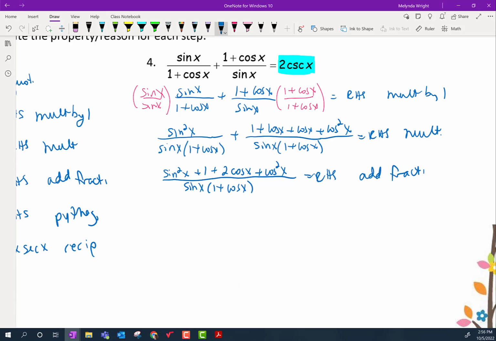That's all we did. So we step back and take a look at what's going on. We're looking for maybe an identity to pop out at us, some kind of a clue. Does anybody see something in the numerator that might be helpful? Yes, ma'am? There's the sine squared x plus cosine squared x. Absolutely. Sine squared plus cosine squared is 1. They're separate from each other, which makes it harder to realize that's true, but it's okay. This sine squared plus this cosine squared gives me a 1. So I have 1 plus 1 plus 2 cosine x over sine times 1 plus cosine. And this was Pythag.